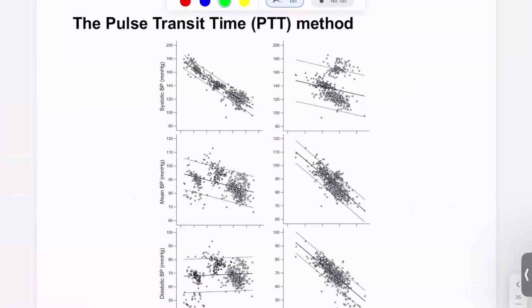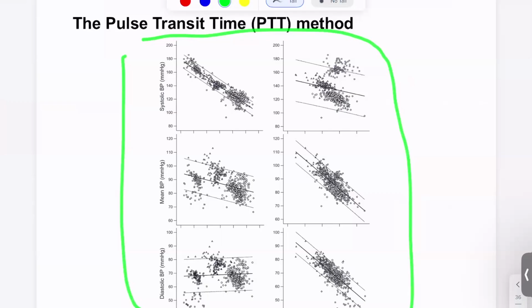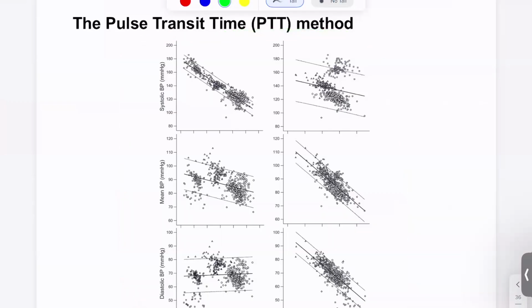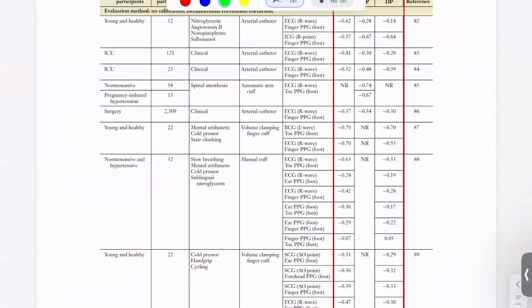So here is some data on this PTT method. The x-axis is your PAT and PTT, and the y-axis is your systolic pressure, mean pressure, and diastolic pressure. You see for the PAT, it has a pretty good correlation with systolic pressure, and PTT has pretty good correlation with diastolic pressure and mean pressure. This is really just one study, so there are many ongoing studies.